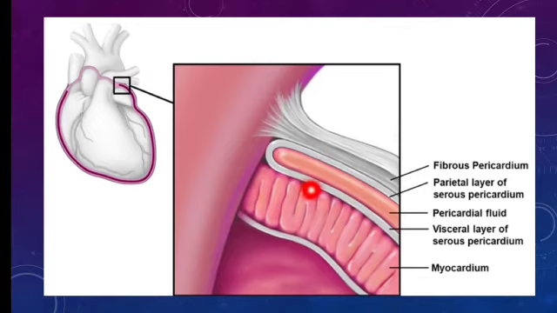This is called the pericardial fluid, which is present between the parietal pericardium and the visceral pericardium. The visceral pericardium is continuous with the myocardium, and the parietal pericardium has two different layers. One is the fibrous layer, and the other one is the serous layer. This serous layer is supposed to secrete the pericardial fluid.